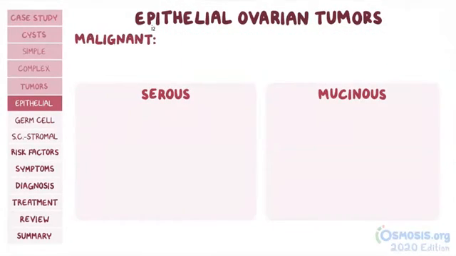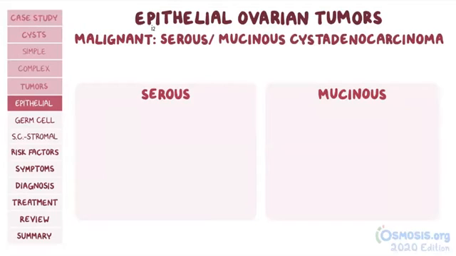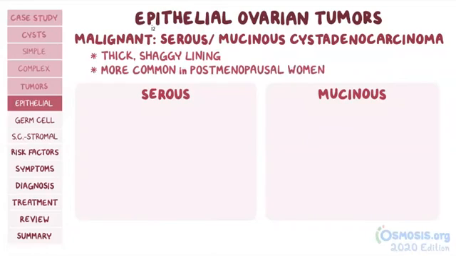The malignant type is called serous or mucinous cystadenocarcinoma. Cystadenocarcinomas have a thick, shaggy lining due to inflammation, edema, and overcrowding of the epithelial cells. They're also more common in postmenopausal women. The serous type is the most common malignant ovarian neoplasm, and they tend to be bilateral.